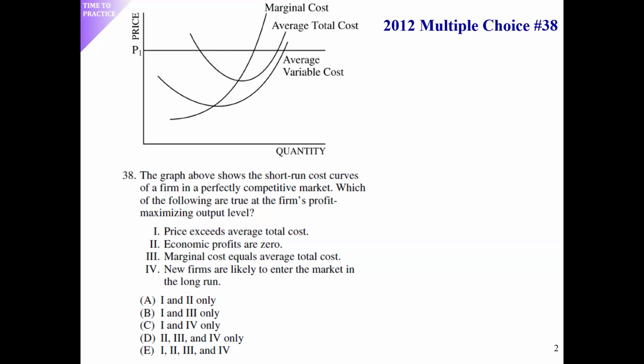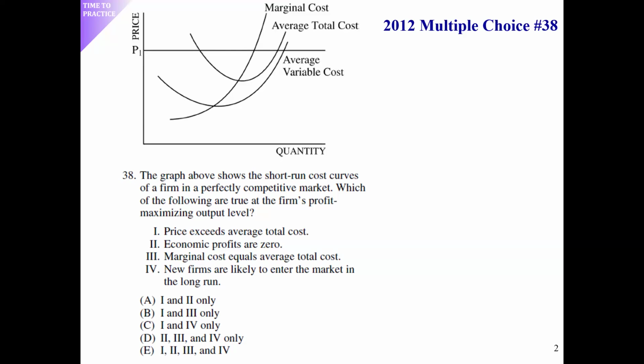Donnie, does price exceed average total cost? Yes. When we're looking at price, where MC equals MR, it's greater than average total cost, so one's right. Josh, is economic profit zero? No. Are you making or losing money? You're making money, because ATC is below where MC equals MR, so two is one.